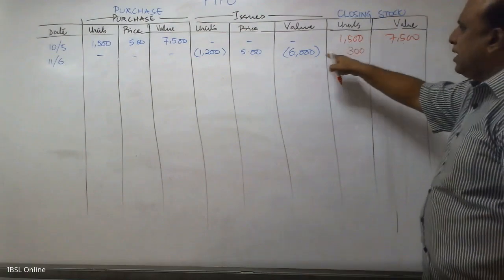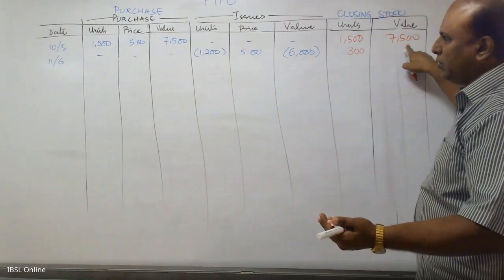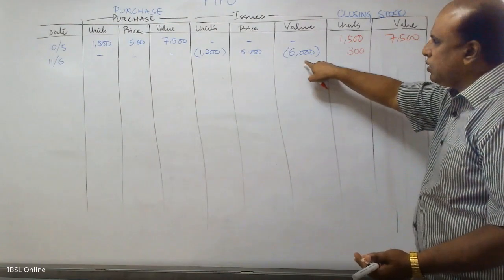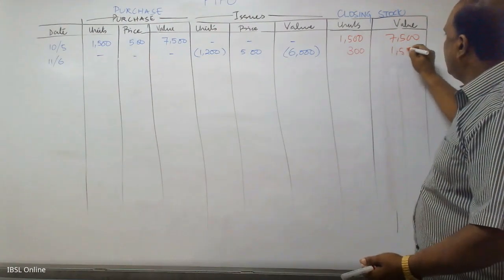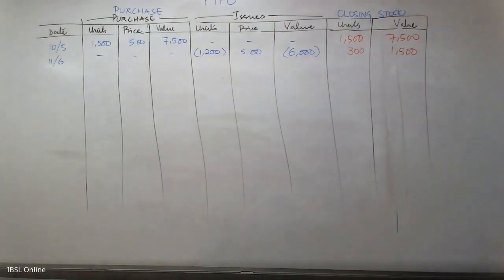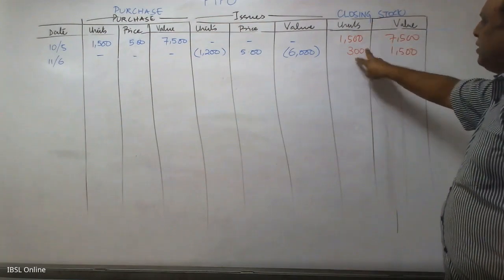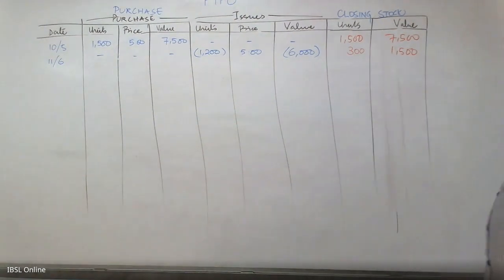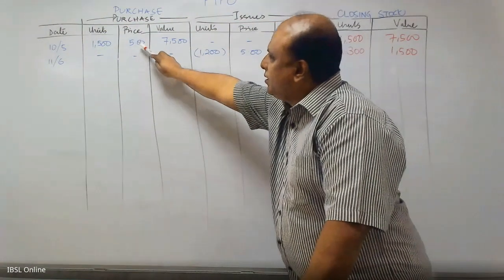Prior to this transaction, I had 7,500 rupees as my stock value. But out of which 6,000 is going now. So 7,500 minus 6,000. Now your closing stock is 300 units at 1,500 rupees. How did you get this? It is 300 units at the rate of 5 rupees.